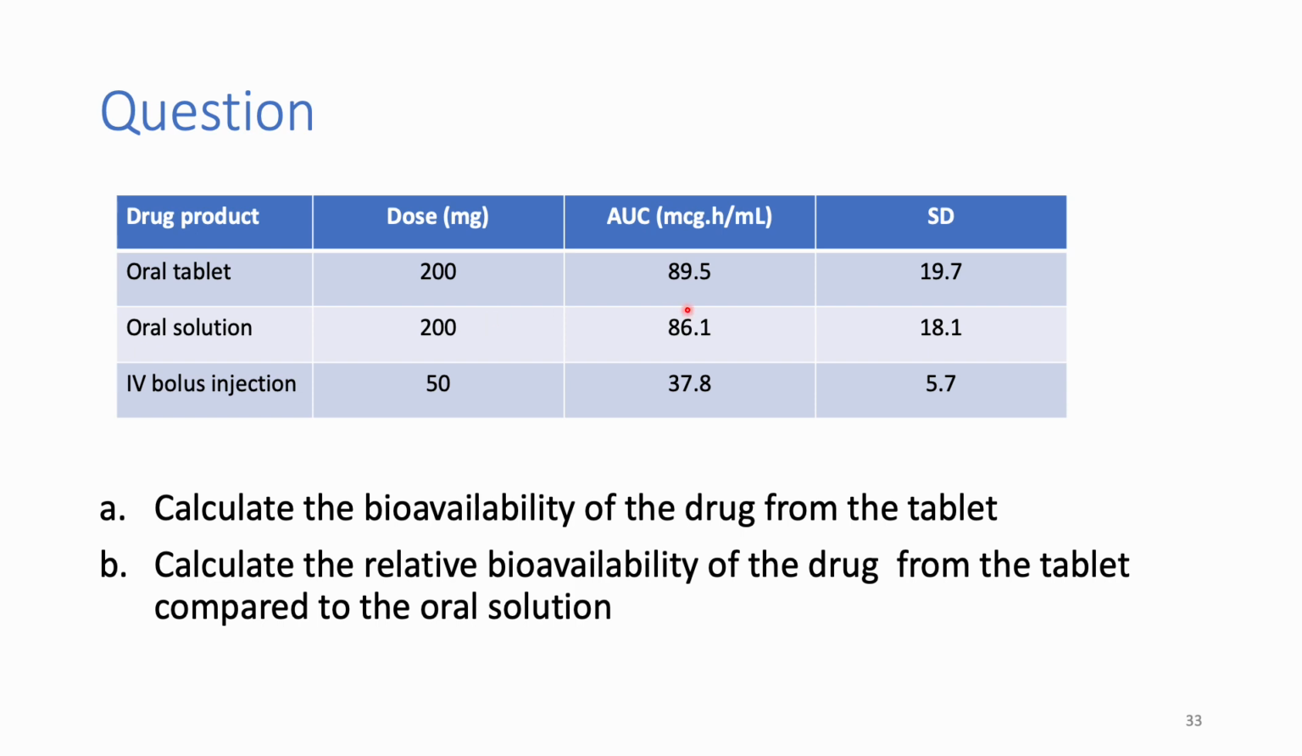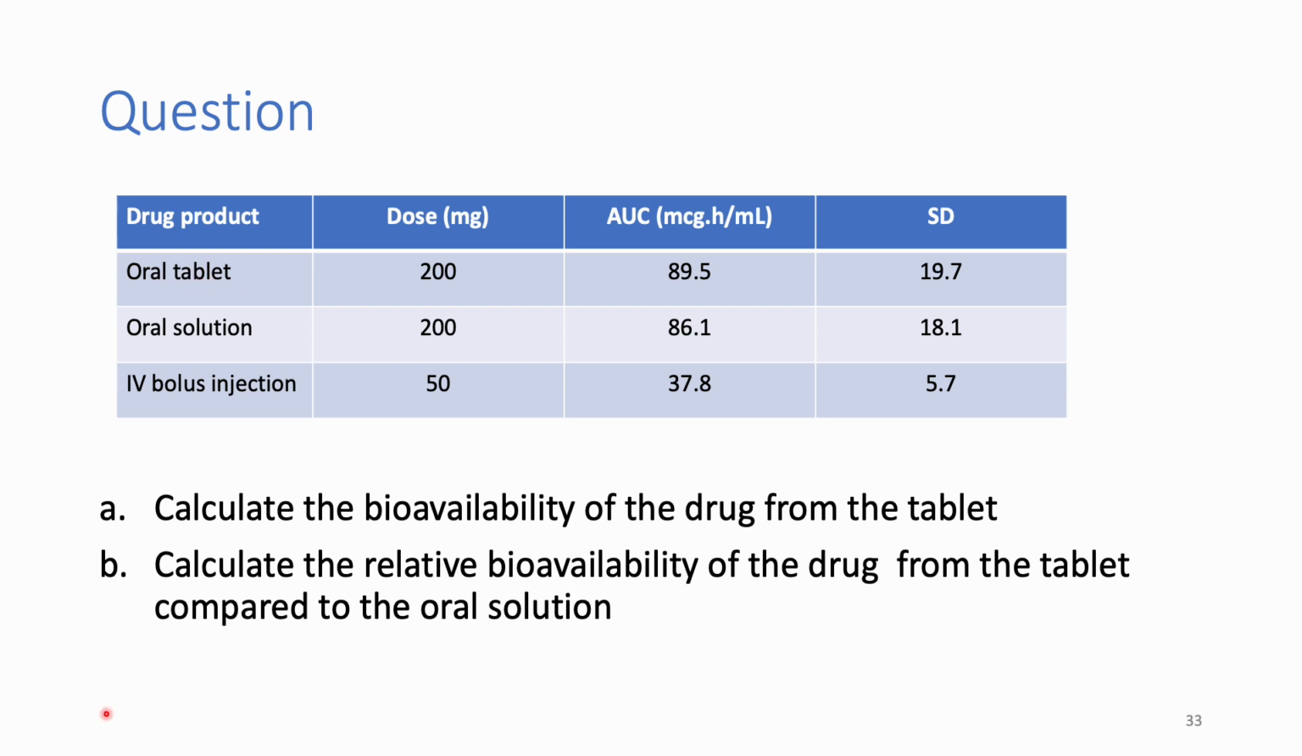And for each kind of drug product, you have the AUC value of 89.5, 86.1, 37.8 microgram times hour per milliliter. And this is the standard deviation of the AUC, and this AUC here is the average value. So from this data set, you are asked to calculate the bioavailability of the drug from the tablet.